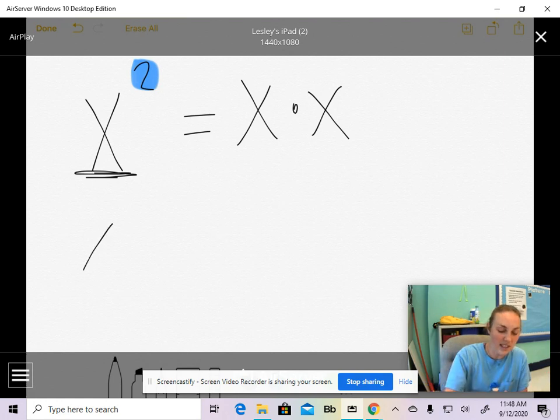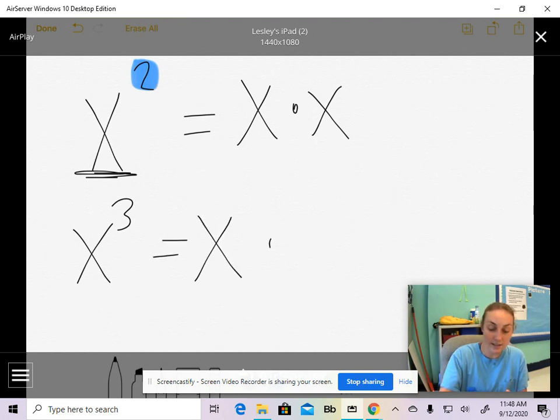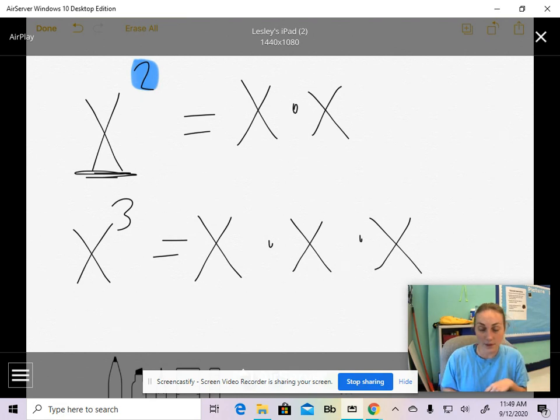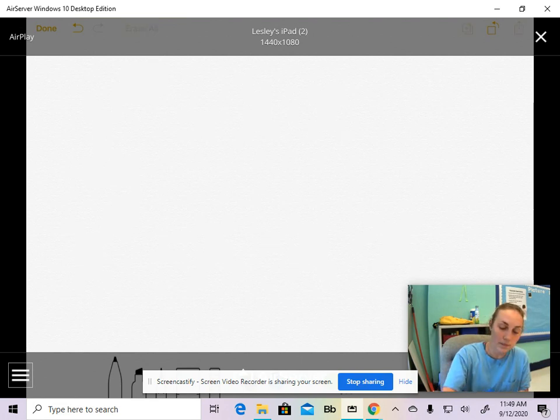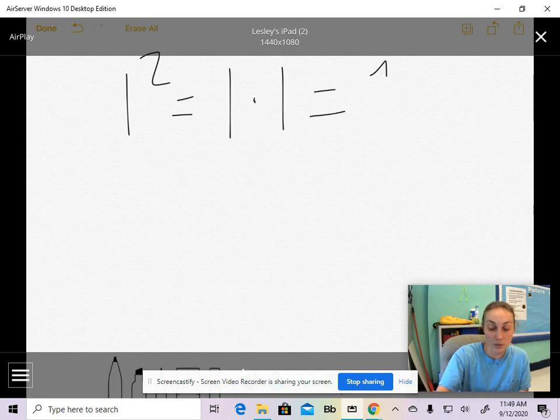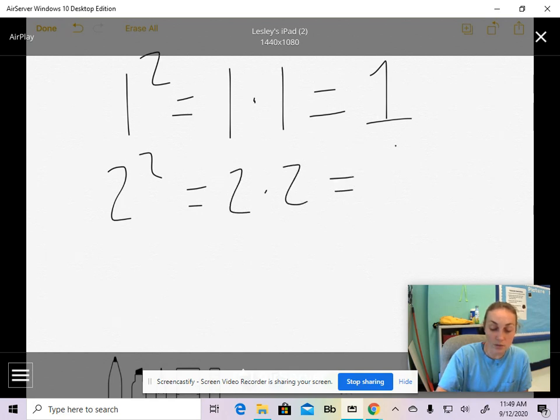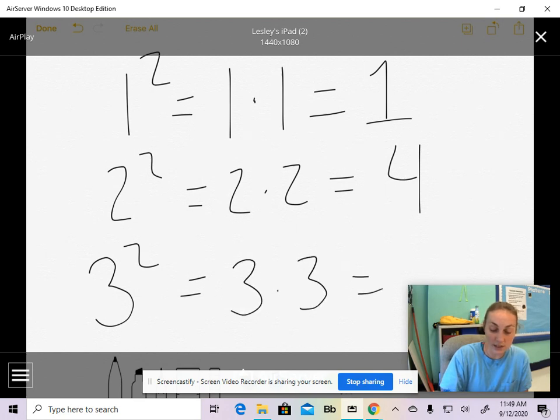So again, if you saw something like x cubed, that would be the same thing as multiplying x 3 times, okay? But let's focus on squares real quick. Another example would be 1 squared would be 1 times 1, and that equals 1. 2 squared is 2 times 2, and that equals 4. 3 squared is 3 times 3, and it equals 9, and it keeps going like that.